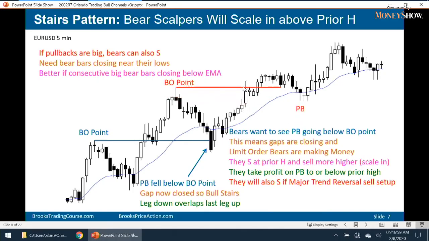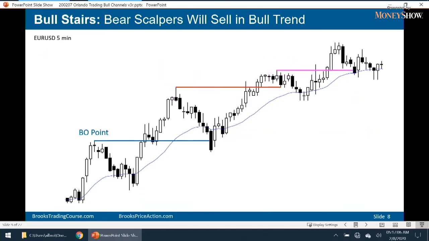Sell the breakout point. If it keeps going up, you sell more, expecting it to pull back below the breakout point. Same thing. So bears, if they see deep pullbacks, they'll place a limit order to sell at the prior high, betting that the breakout will be profitable. If they sell it, they can sell more higher.